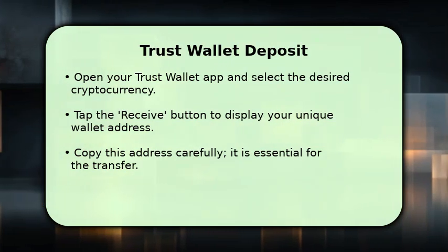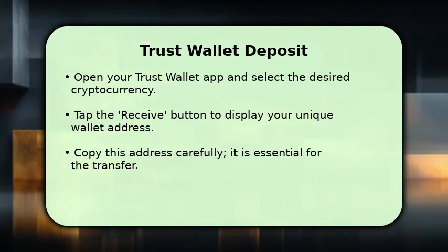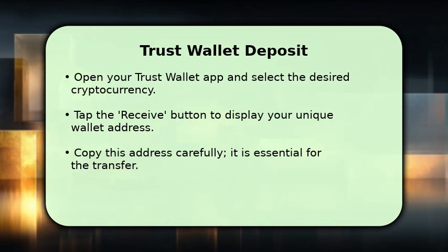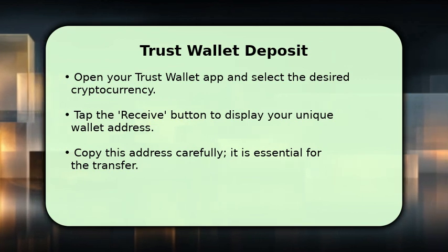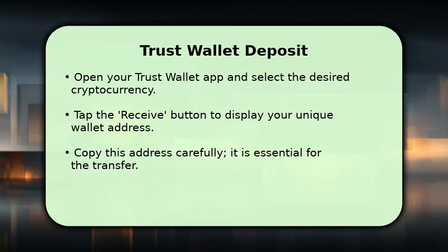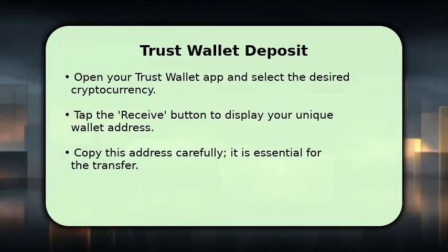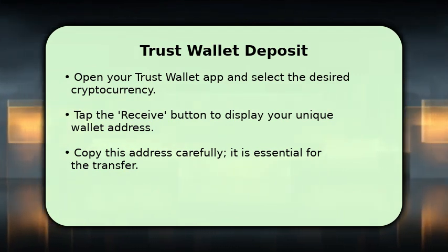Now, open your Trust Wallet application. Select the cryptocurrency you intend to receive. Tap the Receive button, which will show your unique wallet address and a QR code. Copy this address to your clipboard. This is a critical step. Ensure the network displayed in Trust Wallet, such as BEP20 or ERC20, exactly matches the network you will select on Binance US. A mismatch can result in lost funds.